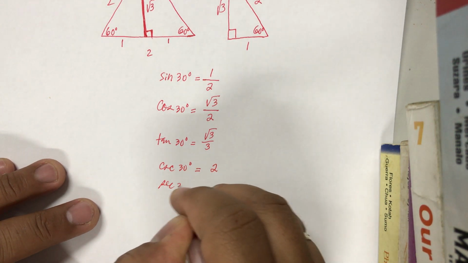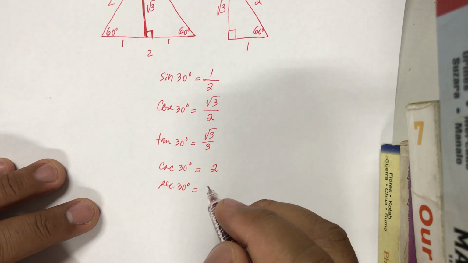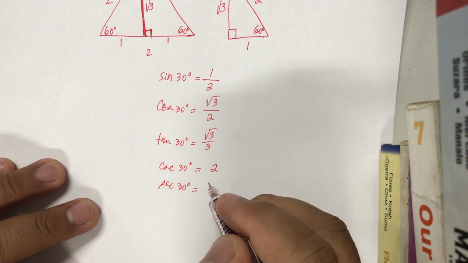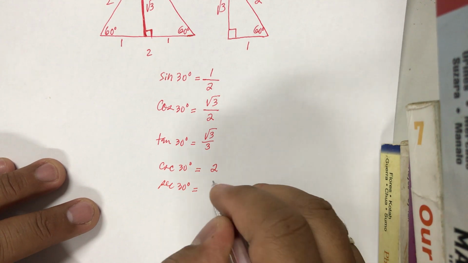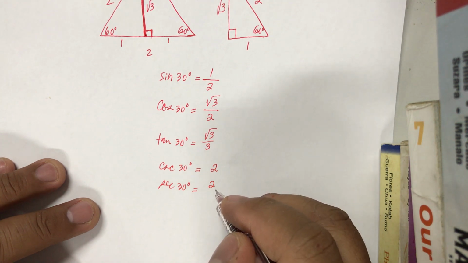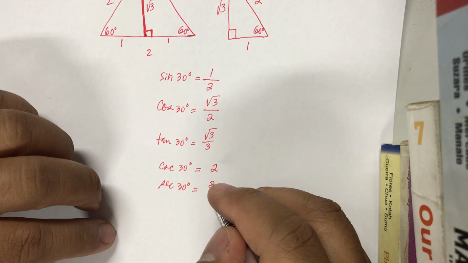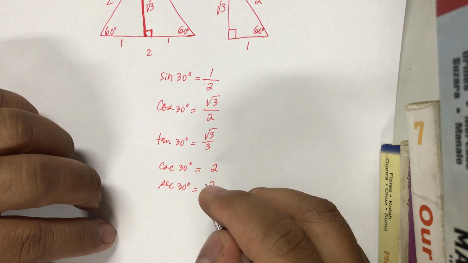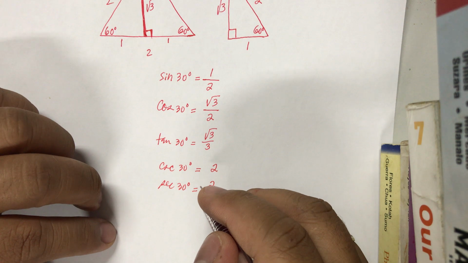Next, secant 30 degrees. Secant 30 degrees is the reciprocal of cosine 30 degrees. Since cosine 30 degrees is square root of 3 over 2, it follows that secant 30 degrees is 2 over square root of 3. Then 2 over square root of 3 is not the final answer yet, because square root of 3, which is a radical, is found in the denominator. So you will have to rationalize the denominator. You will make the denominator rational.